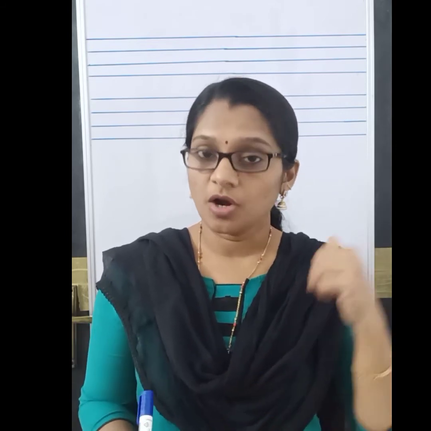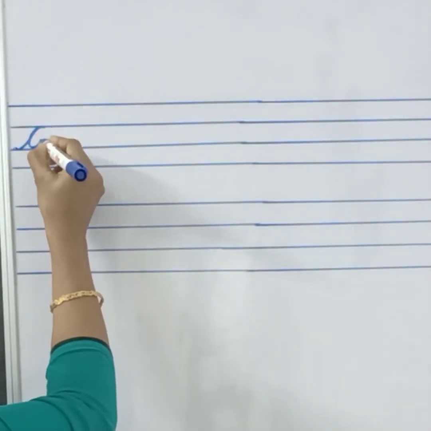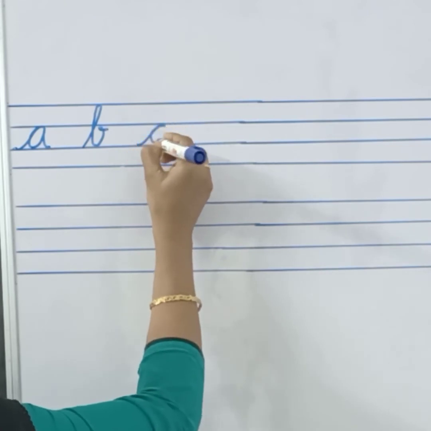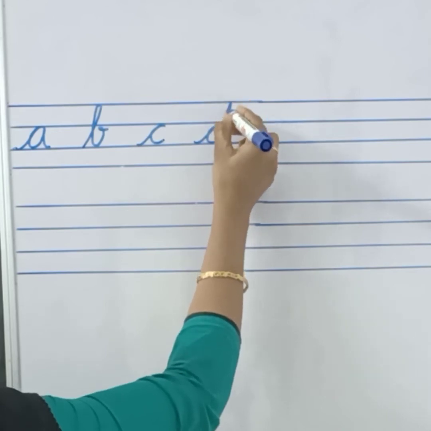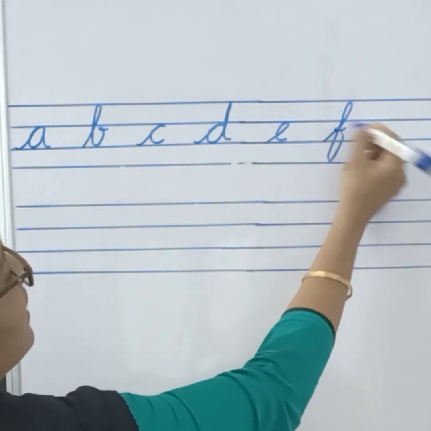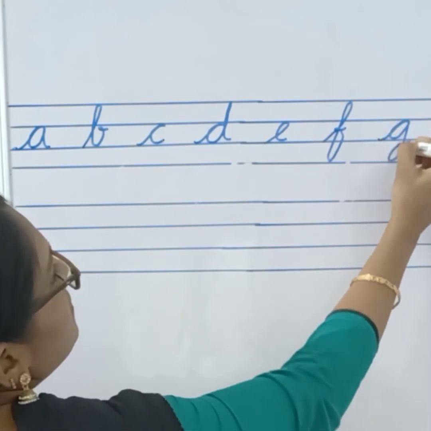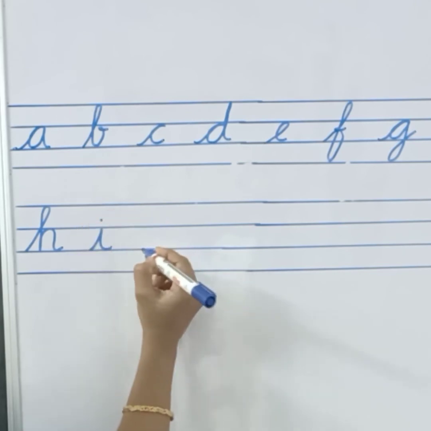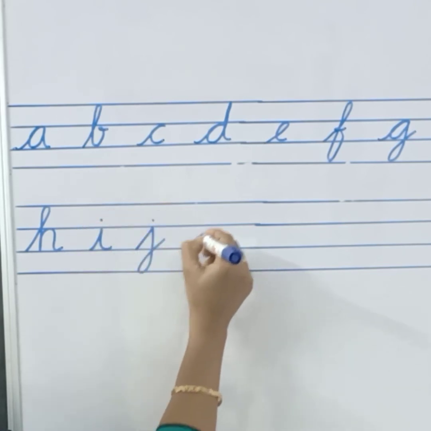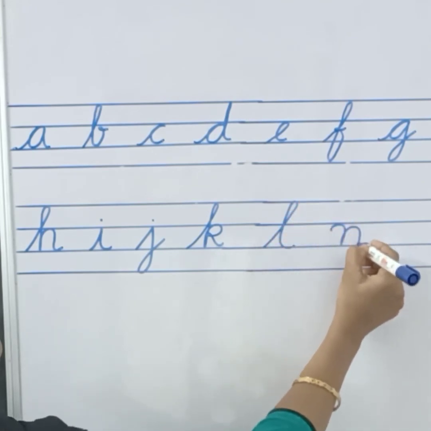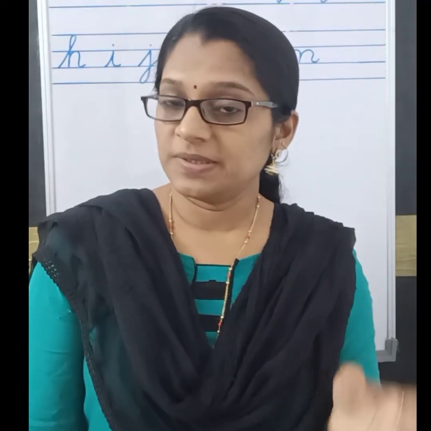Okay, children, we can revise cursive letter A to cursive letter M. All of you look at the board. A. B. C. G. H. I. J. K. L. M. Do you remember this?